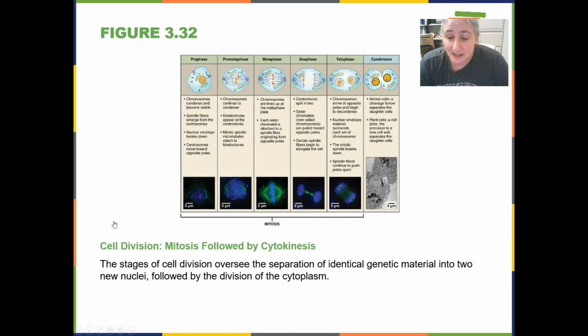Cytokinesis continues until we end up having 2 identical daughter cells from the one parent cell.